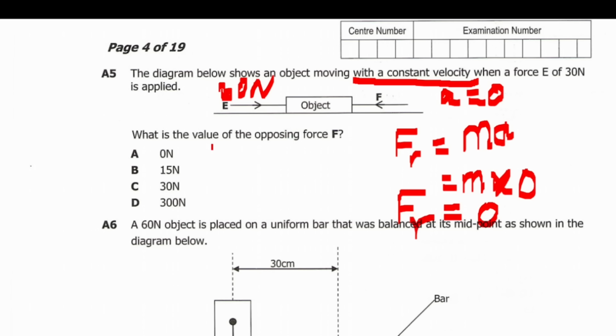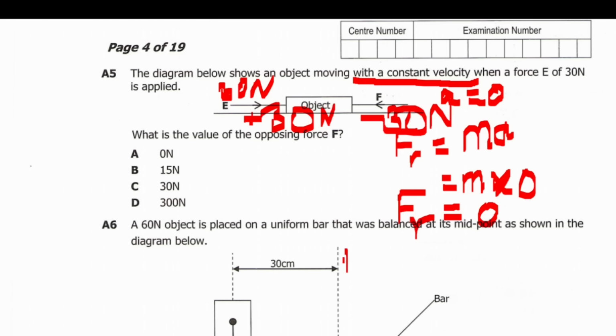Now they are asking, what will be the value of the opposing force? For there not to be acceleration, if the force taking it forward is 30, then for there to be a resultant force of 0, the force trying to push it backward must also be 30. This one going in the positive is positive 30. This one going in the negative, because it's going in the opposite direction, is negative 30.